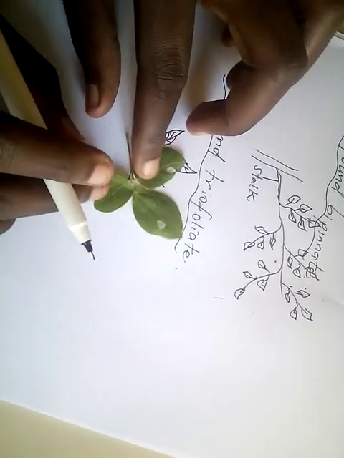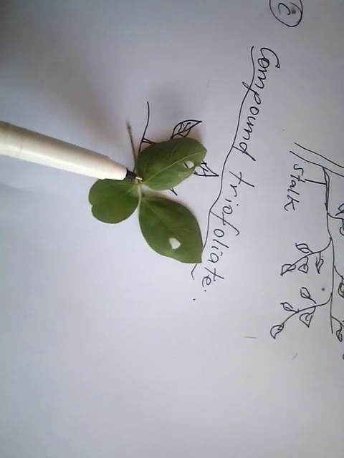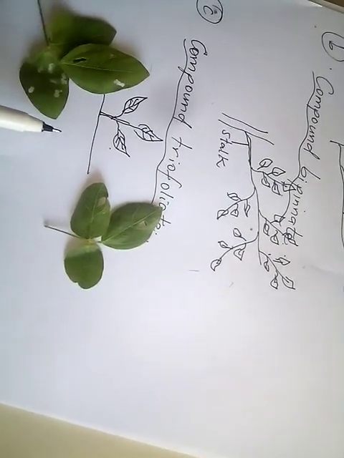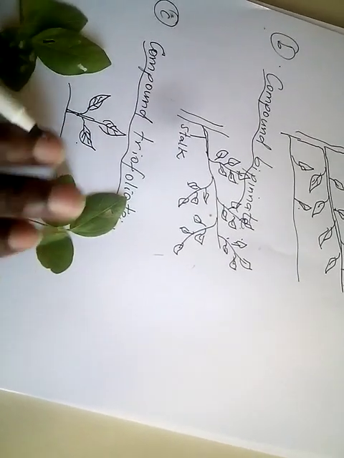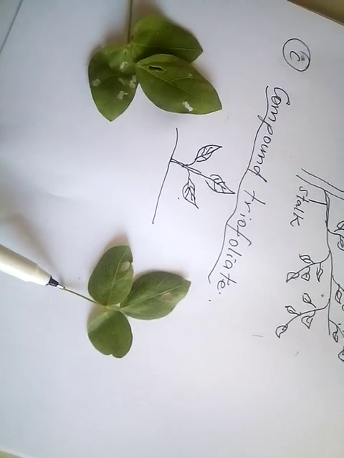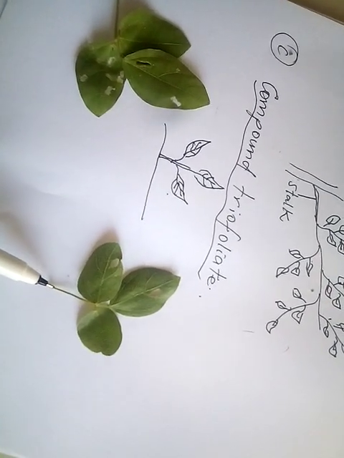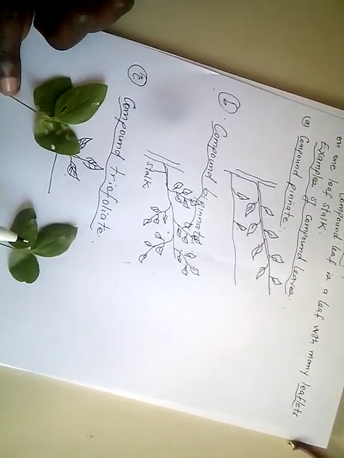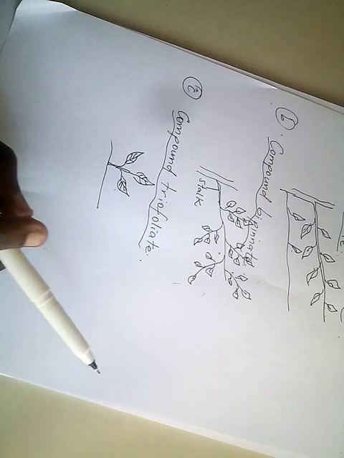And this one is a very good example of a compound trifoliate leaf. These are examples of illustrations which show compound trifoliate. It has 3 leaflets, and all these 3 leaflets are connected to one leaf stalk. So this one is a compound trifoliate. I hope you have seen the compound trifoliate.